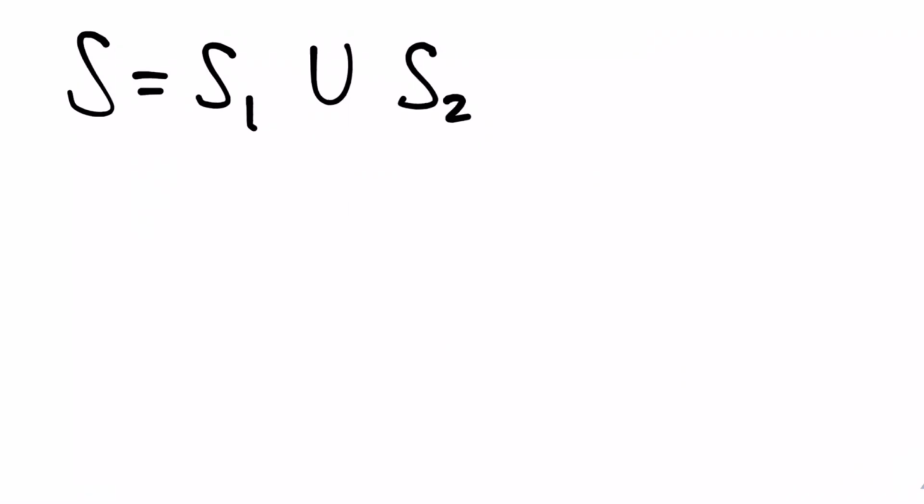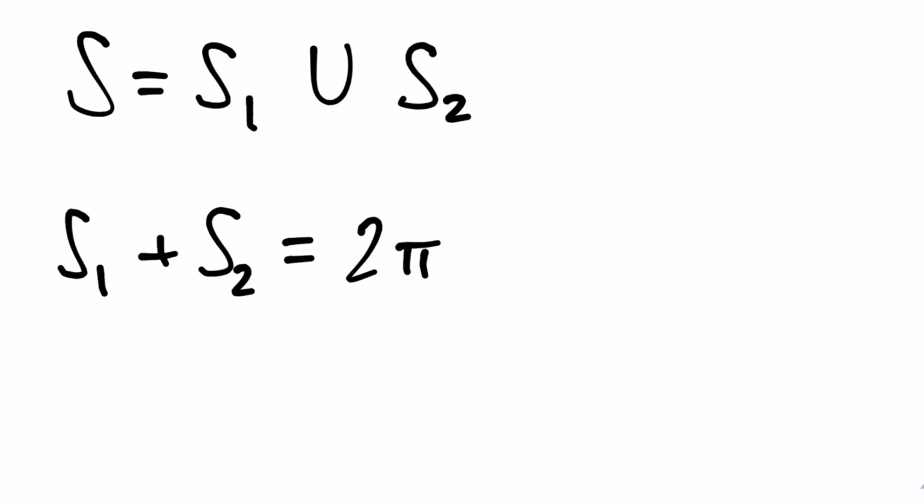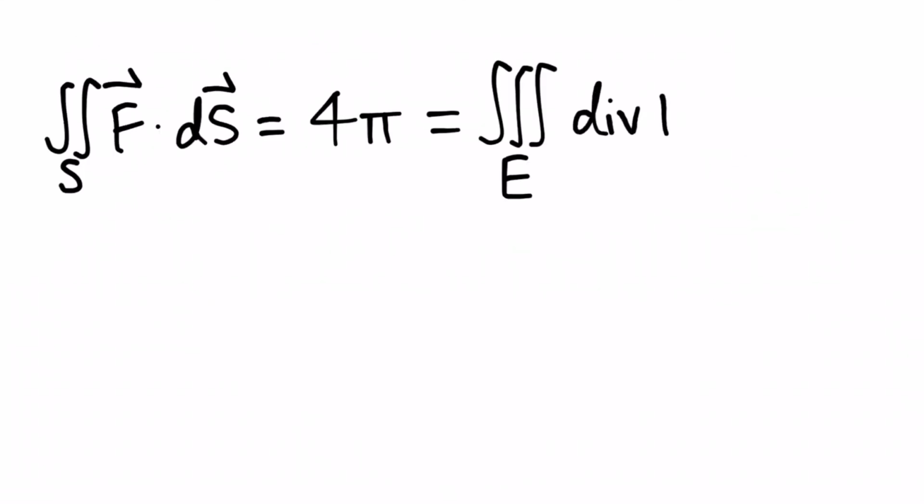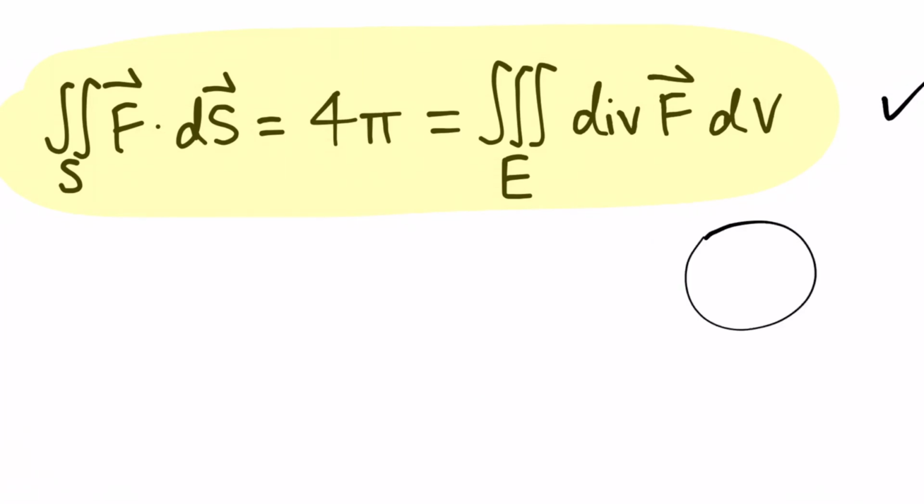Now all we have to do is add S1 and S2 together to get S, so 2 pi plus 2 pi equals 4 pi, which is the same answer as we got when we used the triple integral. So nice, now we've also verified Gauss's theorem. And now we know how to use both theorems in application.